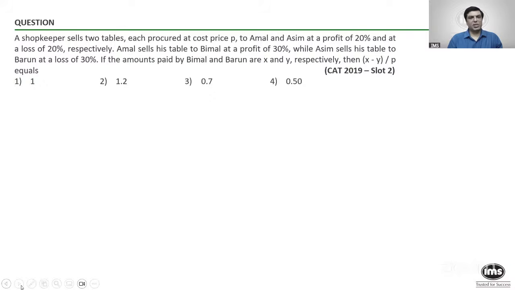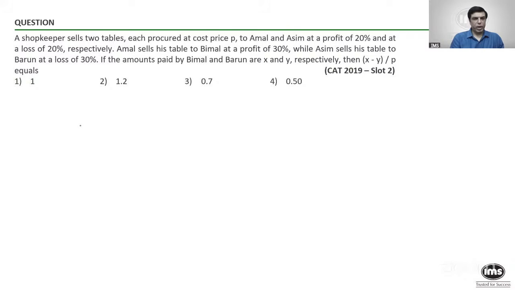A shopkeeper sells 2 tables, each procured at cost price of P to Amal and Asim at a profit of 20% and at a loss of 20% respectively. Amal sells his table to Bimal at a profit of 30%, while Asim sells his table to Barun at a loss of 30%. If the amounts paid by Bimal and Barun are X and Y, what is the value of X minus Y upon P?